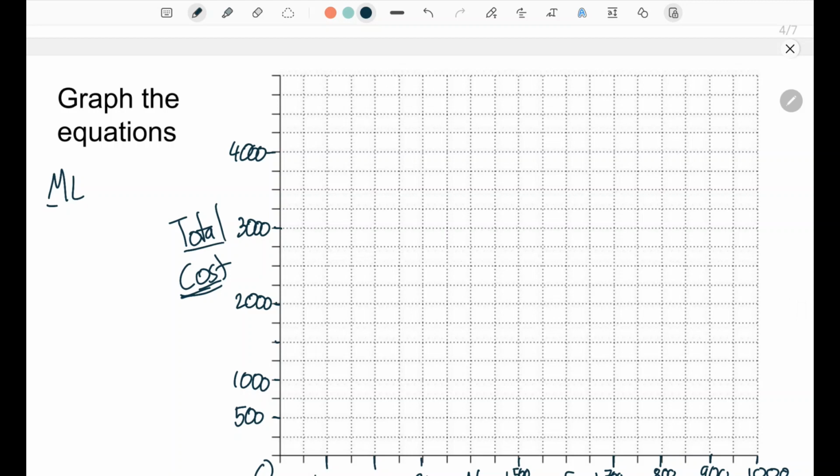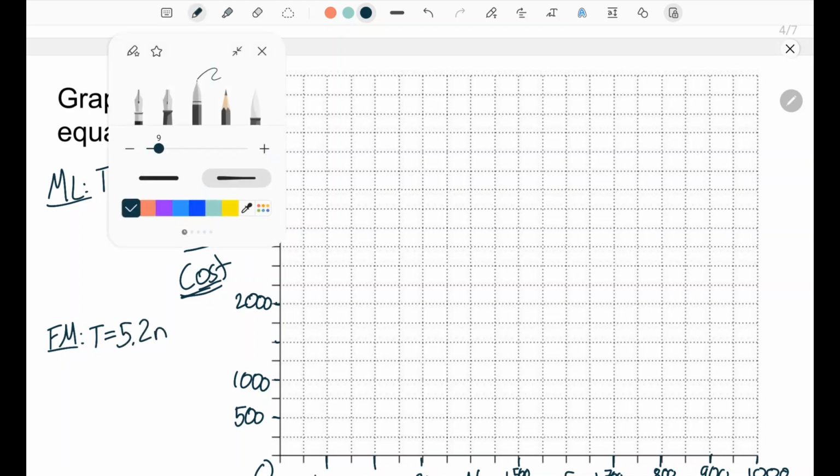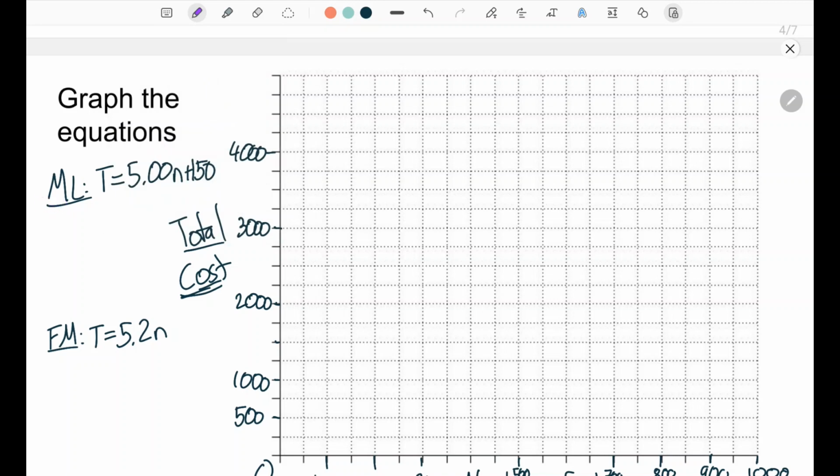So Maple Lodge, that was, the total cost is 5.0n plus 150. And Farmer's Market, we'll do that down below. That is just 5.2n. Okay, so let's just focus on working with Maple Lodge Farms right now. So we're going to do that in purple.